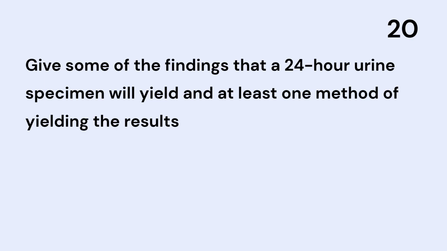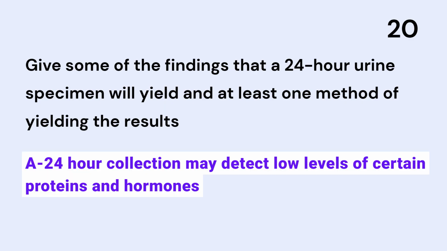Give some of the findings that a 24-hour urine specimen will yield and at least one method of yielding the results. A 24-hour collection may detect low levels of certain proteins and hormones.